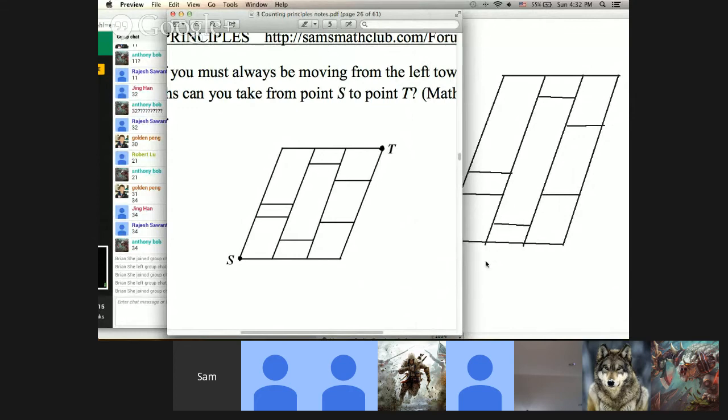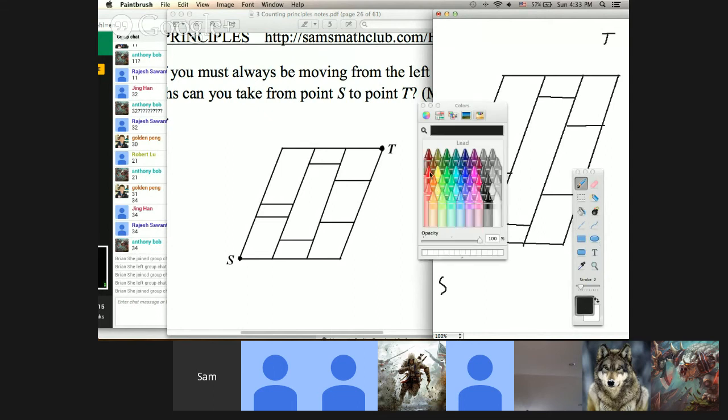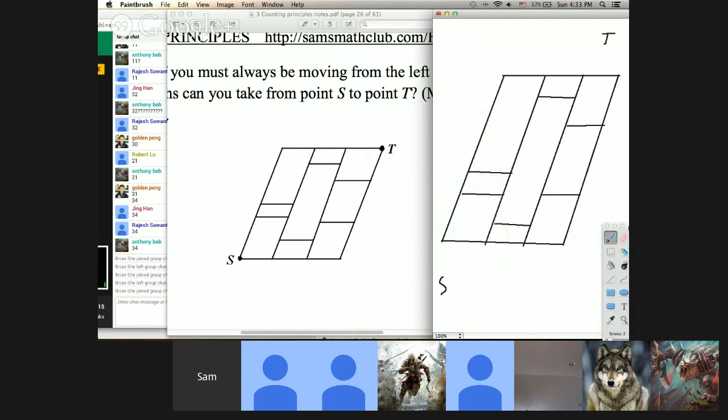Okay, so I kind of drew it to the side, and the problem asked from point S to point T. So if you start the water pipes down near S, and then try and go from there and try to make no mistakes, you should get the correct answer in the end. And you should always be moving from left towards the right, or down to up. So this one's a little bit more complicated, so I'll let you guys sit on it for a while.